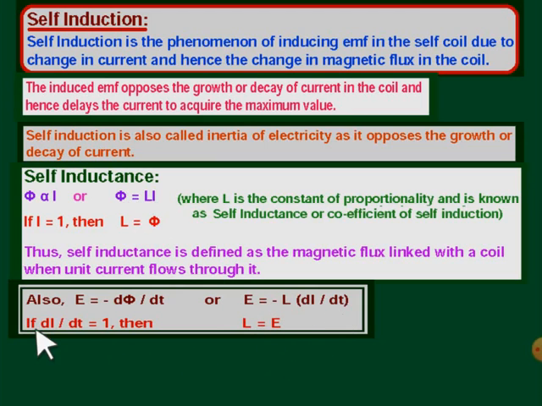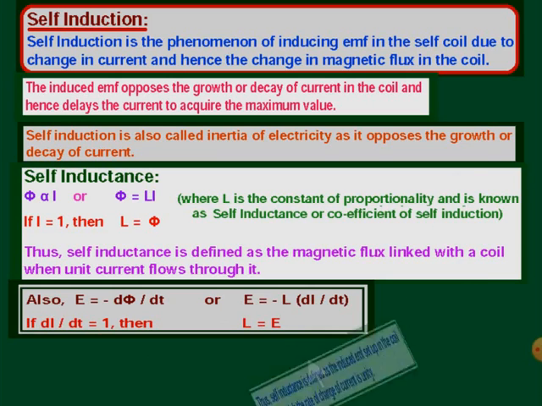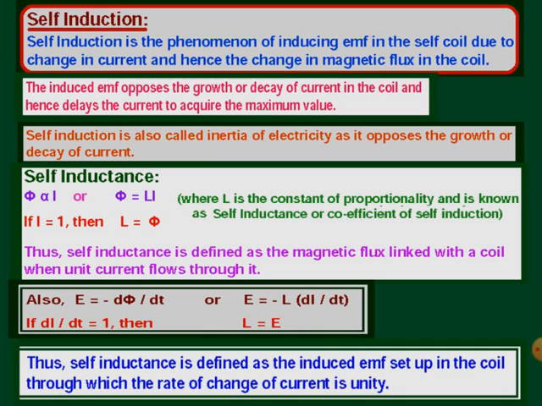So if you take it that di by dt, that means the rate of change of current, is equal to 1, then what happens? Your L will be equal to E, if you take only the magnitude. So if you take this di by dt as unity, then your L will be equal to E. So your coefficient of self-induction, or self-inductance, may also be defined as the induced EMF set up in the coil through which the rate of change of current is unity.